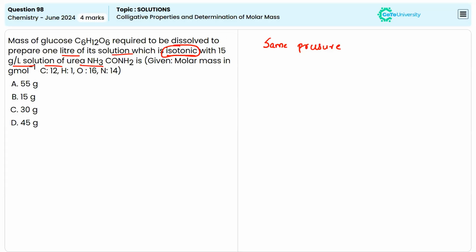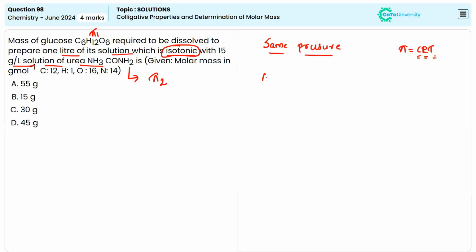So we have to use this isotonic term for the calculation, because for this solution of glucose and that of urea, we have the same osmotic pressure, right? So what is the equation to calculate the osmotic pressure? That is pi is equal to CRT, right? C is the concentration, R is the gas constant, and T is the temperature. Here both solutions have the same osmotic pressure. That is called an isotonic solution. Okay, so I am taking the osmotic pressure of glucose as pi 1, and that of the urea solution as pi 2.